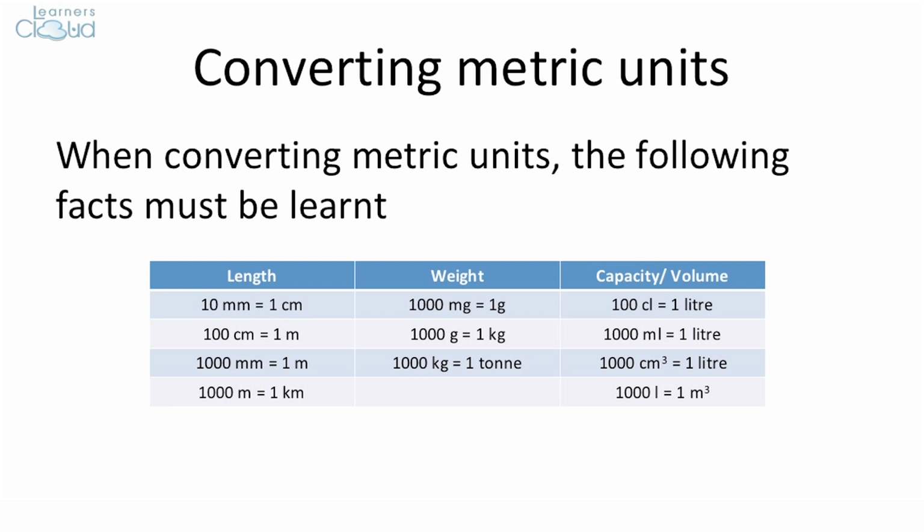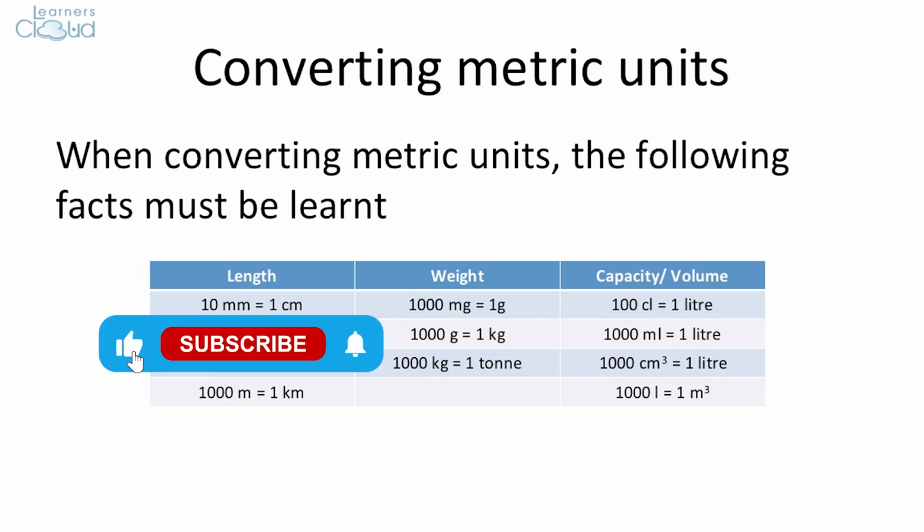In terms of our weight conversions, we need to know that 1,000 milligrams is equal to 1 gram, 1,000 grams is equal to 1 kilogram, and 1,000 kilograms is equal to 1 metric ton.